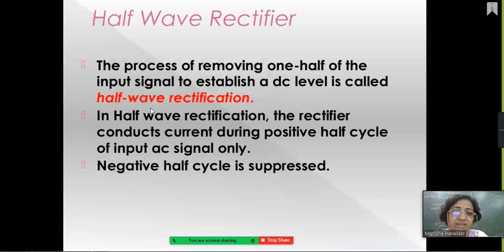Now, half wave rectifier. The process of removing one half of the input signal to establish a DC level is called half wave rectification, right? In half wave rectification, the rectifier conducts current during the positive half cycle of the input AC signal only. That is, only in the positive half cycle, the first half cycle of the current, the diode works, and the output is rectified. The negative half cycle is suppressed, so it is not rectified. Output will be 0 for that half.